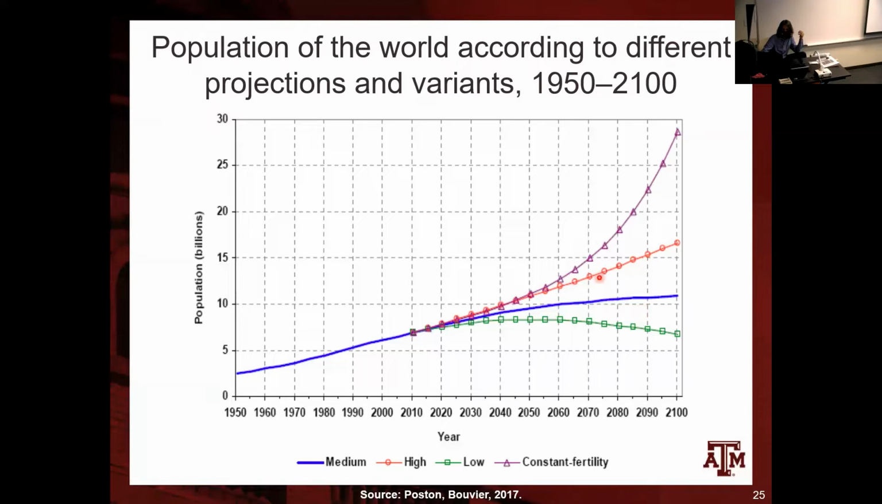And even in this high projection scenario here, they are actually thinking about a little decline in fertility. And in this other one, the purple one, they do an exercise of saying, okay, let's just make fertility be the same as it is today for the next decades. And then we're going to see this huge increase in population size and population in billions as well.